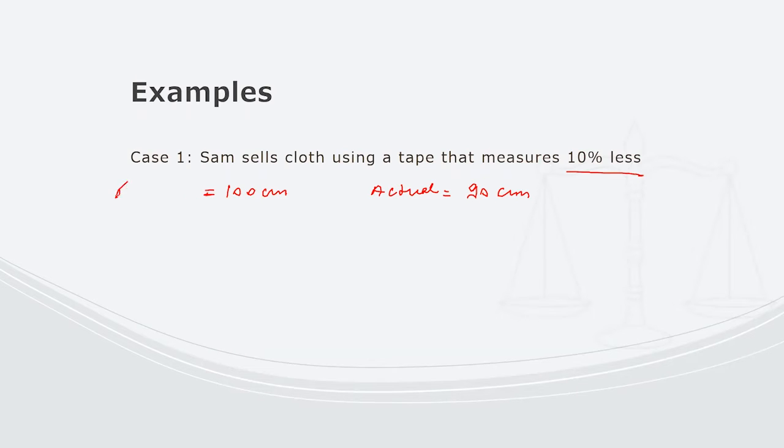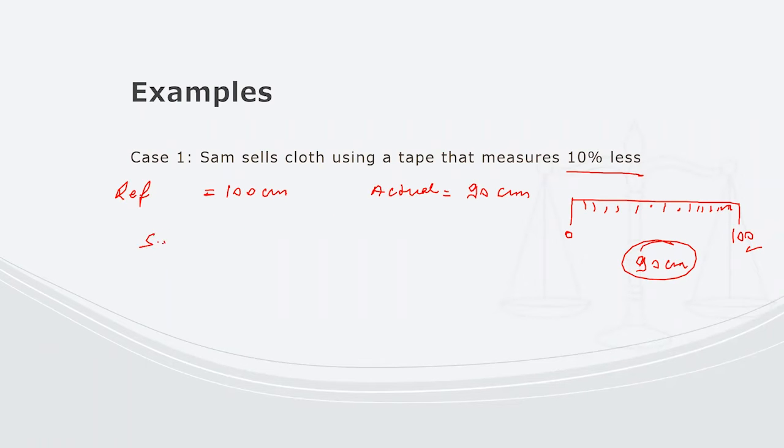So this is the reflected measurement. Sam sells cloth using a tape that measures 10% less than what it should have ideally measured. So what is exactly happening is that on your marking scale, you have the value from 0 to 100, but the actual measurement is only 90 centimeters. This is what this condition is trying to tell you. So actually you will only deliver 90 centimeters, wherein your reflected value will be 100 centimeters.